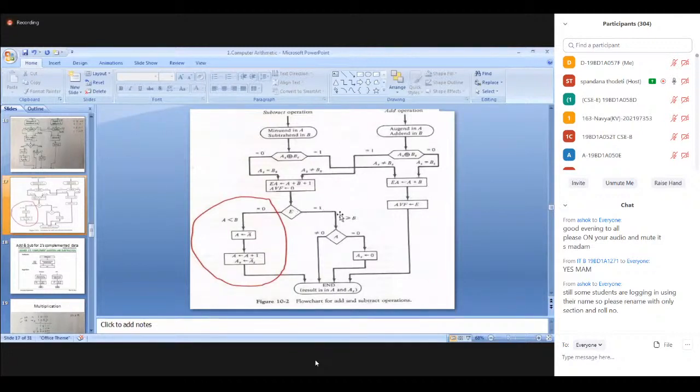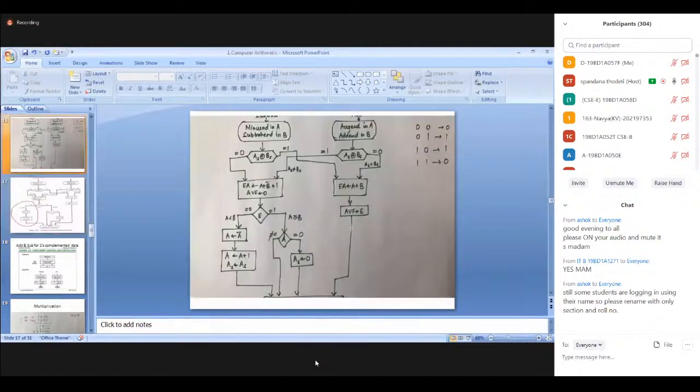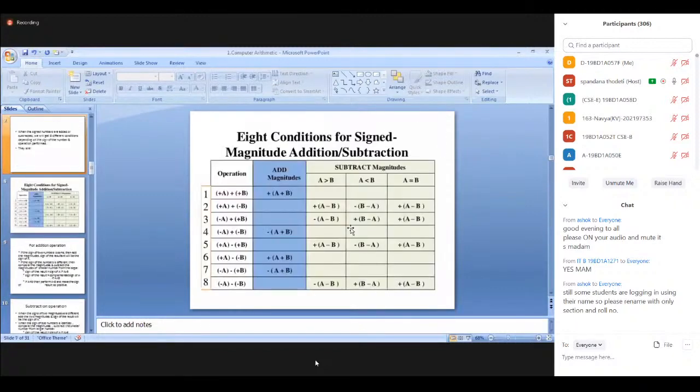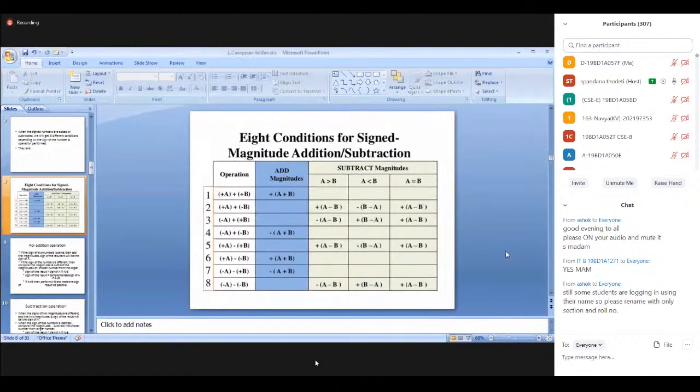By using the value of E, you can compare A and B. If E equal to 1, it means A is greater than or equivalent to B. What it means? You can simply perform A minus B, and the result will have the sign of A only. You just go to this table. Here, when you are performing the subtraction operation, if A is greater than B, then you are performing simply A minus B. And what is the resultant sign? The sign of the result is equal to the sign of A.